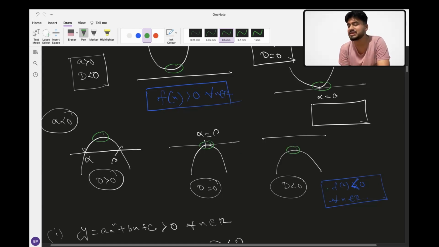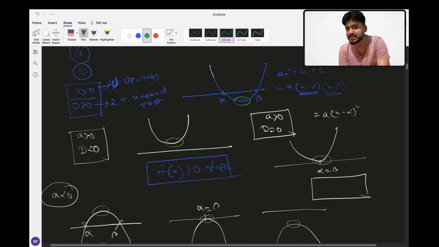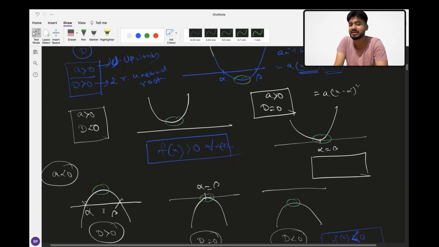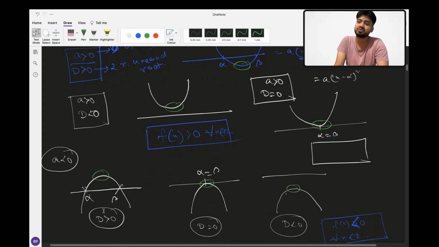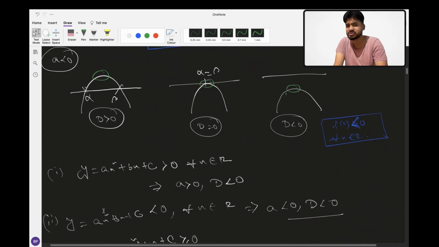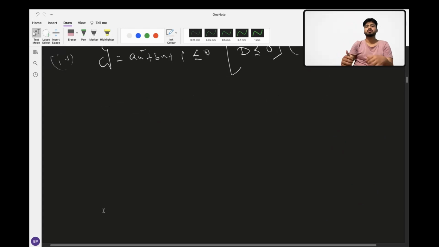The minimum is minus infinity in this case, and in this case the maximum is plus infinity. But in this case it has some finite minimum value, and in this case it has some finite maximum value. Now, how to find the maxima and minima? Either you can do differentiation or the completing the square method. So let's see what we can do.